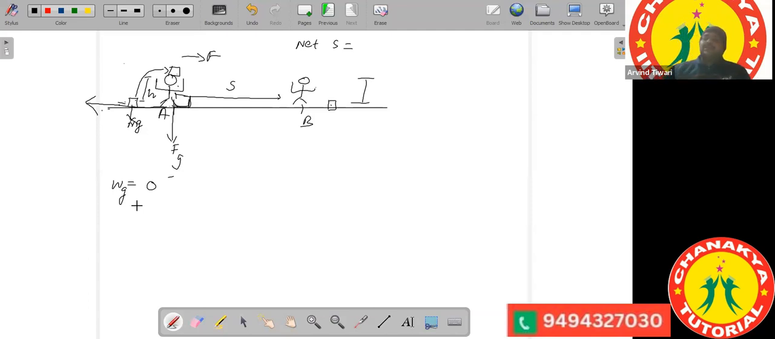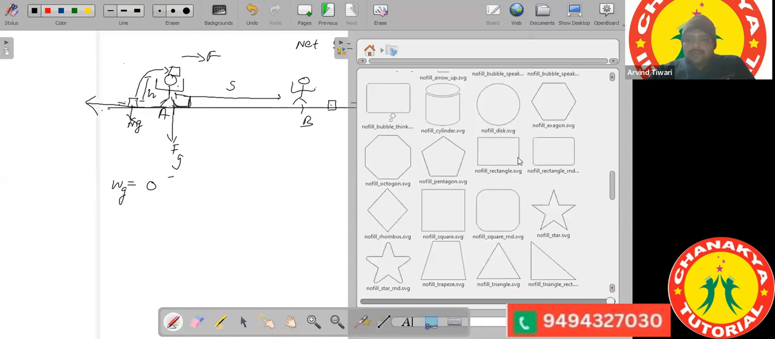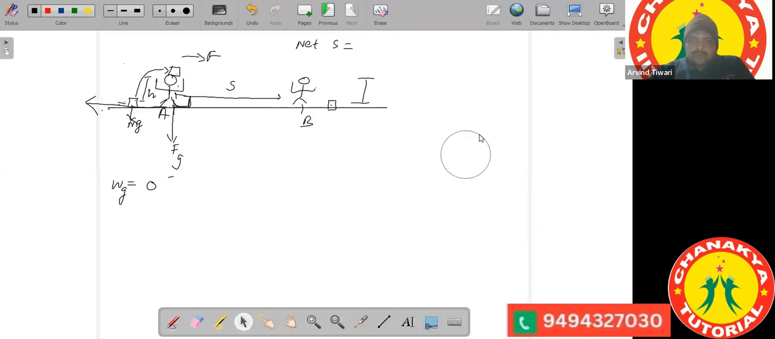Now see another example. Consider a circular motion. Suppose you have a stone tied to a thread at the center, and I want to revolve this stone in a circle. I want to move it like this.